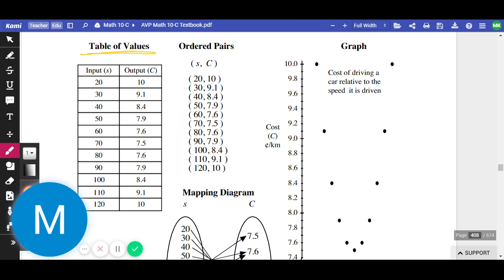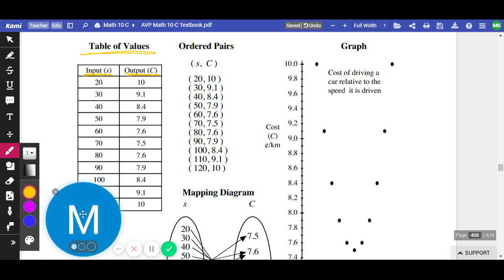This is one way of organizing your data, your input and your output values. A table of values shouldn't be new to you. You should have seen this somewhere, probably in science class. Science classes love to use these types of tables. It's a nice way to organize your data and to directly look at numbers. A table of values starts off with two columns and two headings on those columns. The input is your speed, and this is your cost. Then you see a bunch of pairs of numbers.